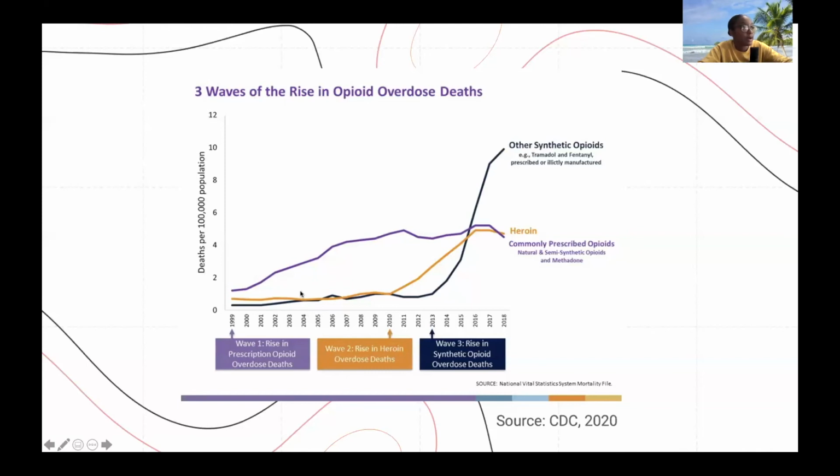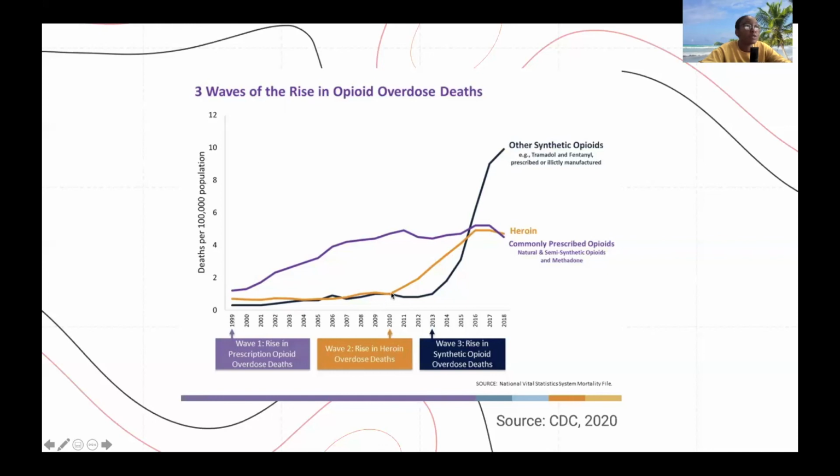Here to about here, you can see that especially the commonly prescribed opioids purple line is really high during this period. The second wave began in 2010 with rapid increases in overdose deaths involving heroin. So we see this orange line, and we see around 2010 that there is a large spike, and it's steadily rising in 2010 and up, of heroin usage and deaths caused by heroin.